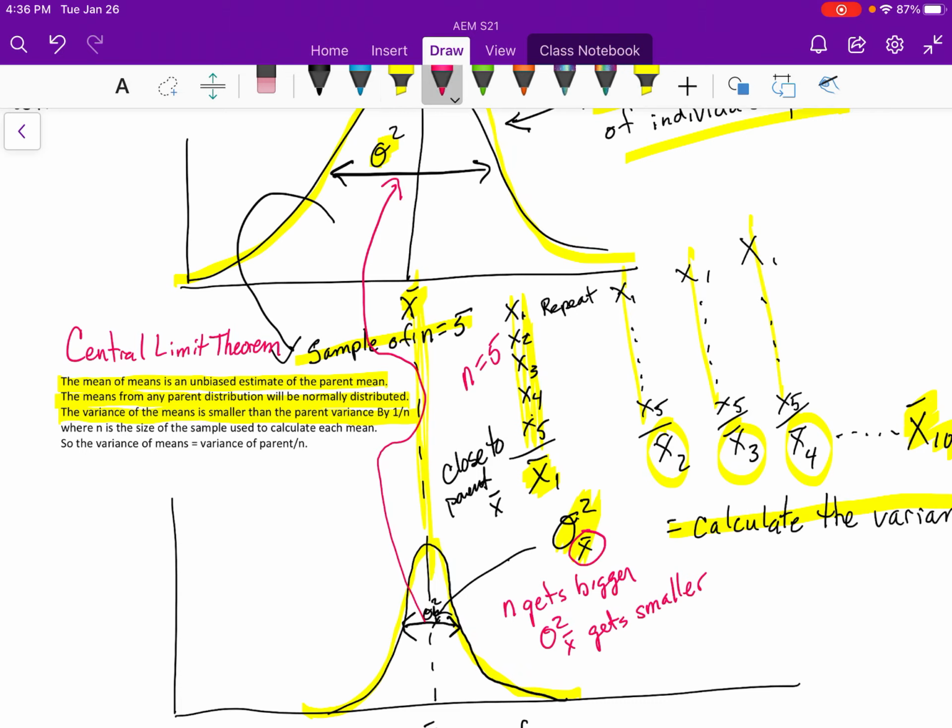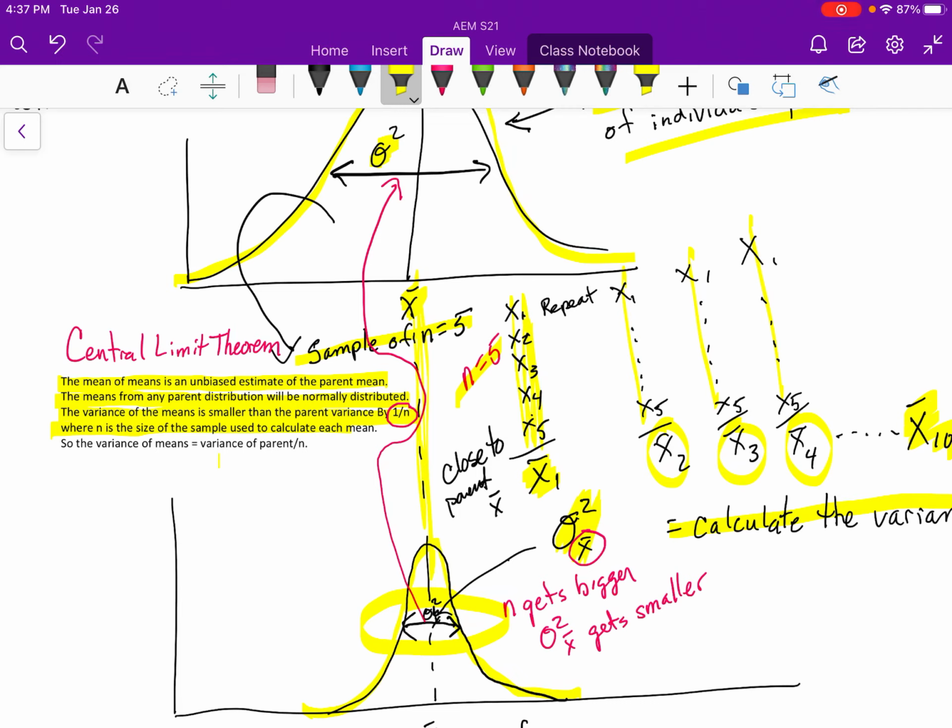And there it is, the magic ratio right there, 1 over n, where n is the size of the sample used to calculate each mean. So n is the size of the sample. In our case, it was 5. And the variance of the means, therefore, which is this variance down here, is equal to the variance of the parent distribution divided by n, the sample size used to calculate each mean.